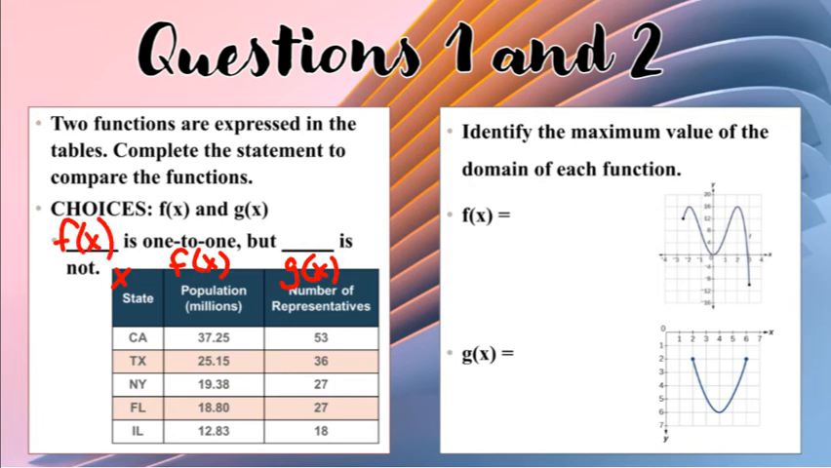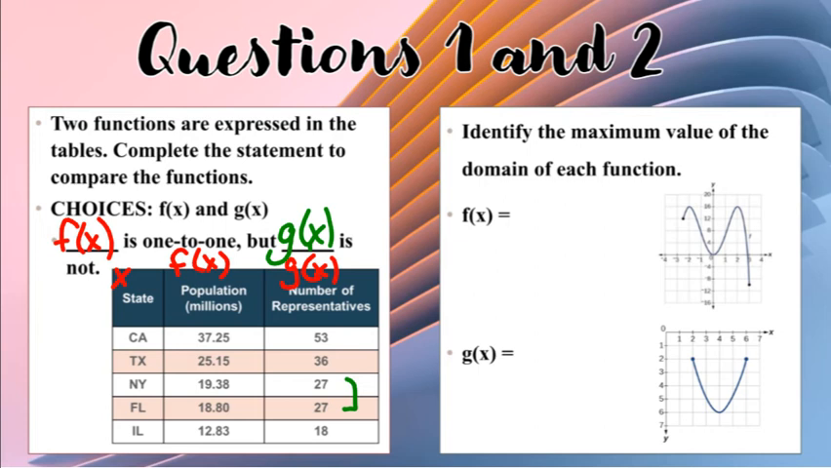But if I look at the number of representatives, I can see here that 27 repeats. So it is 1-to-1 from the state to the number of representatives. But if I go from the number of representatives to the state, I have two that have 27 that are going to go to two different states. And that is not 1-to-1. So g of x is not 1-to-1.